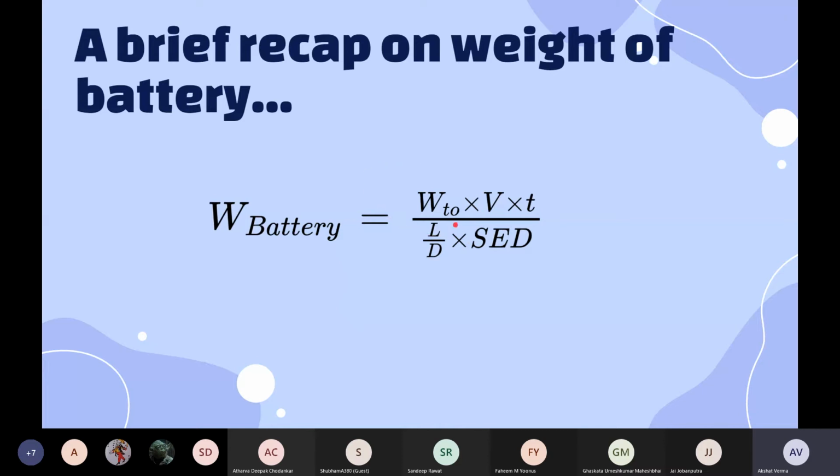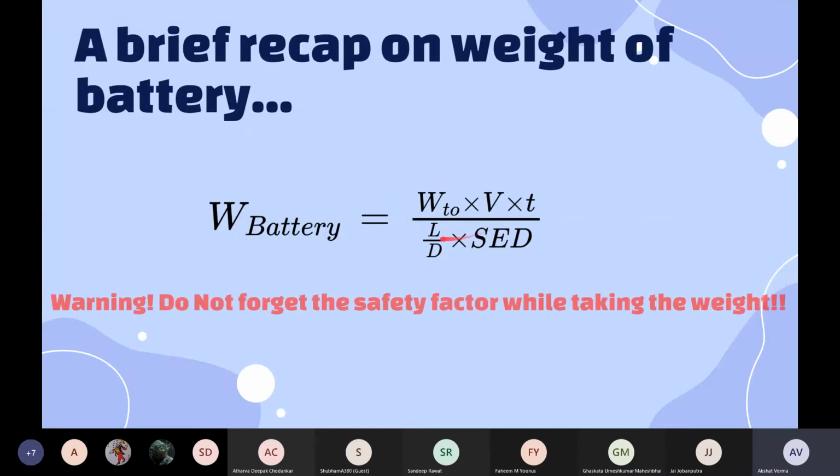Yeah, so here we have seen that this is the weight of battery which we have got. When we divide the total energy required by the specific energy density, it gives us basically the mass of battery, and it depends on the units of this SED. Like if in place of kg we have newtons, we will get the weight of battery here. All right, so having said all this, I want to give you a warning here: do not forget to add the safety factor while taking the weight of battery.